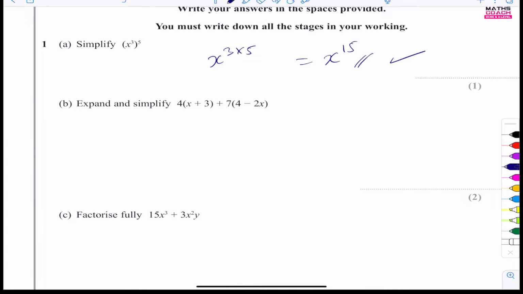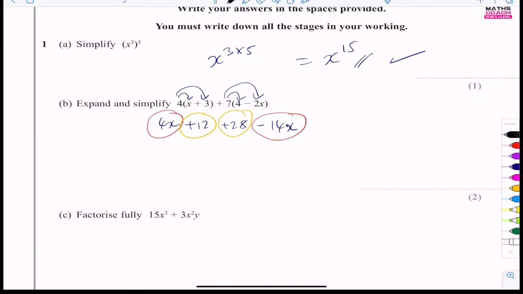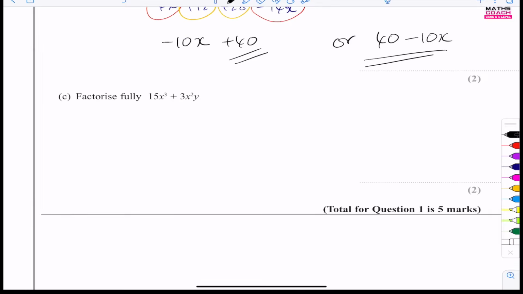Next, expand and simplify. So we expand the first bracket, so we get 4x, 4 times 3 is 12, and then we do the same for the second one. So 7 times 4, that's 28. 7 times minus 2 is minus 14x. And then we collect the like terms. So we've got the x here and minus 14, 12, and the 28. So 4x minus 14x is minus 10x, and 12 plus 28 is 40. You could write this, or you may decide you want to put the positive first, so you get 40 minus 10x.